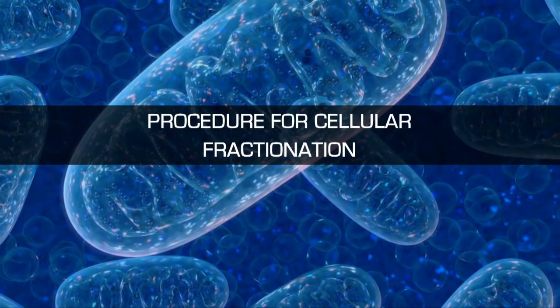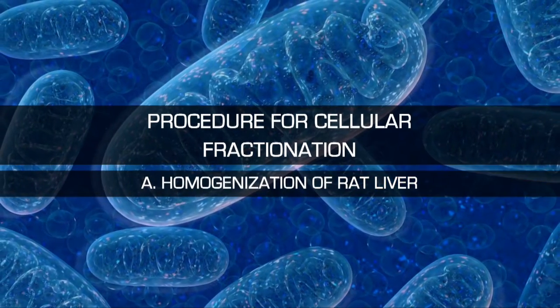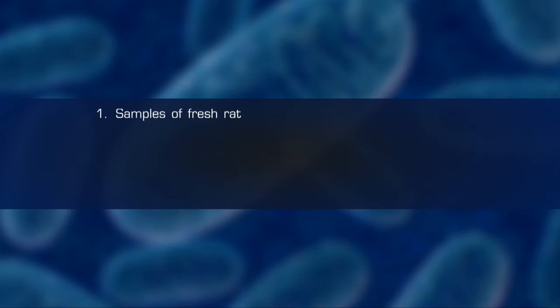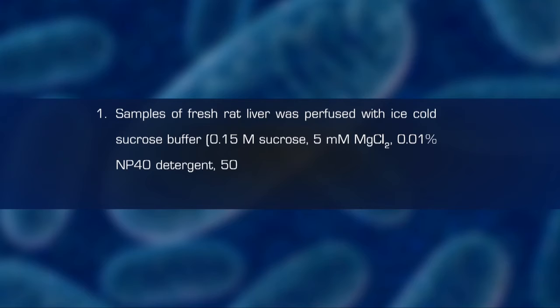In the procedure for cellular fractionation, first we'll discuss the homogenization of rat liver. In the first step, samples of fresh rat liver were perfused with ice-cold sucrose buffer, which is 0.15 molar sucrose, 5 millimolar magnesium chloride, and 0.01% NP40 detergent, 50 millimolar NaCl in 10 millimolar Tris buffer of pH 7.1.